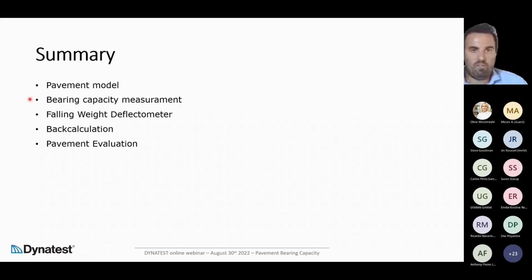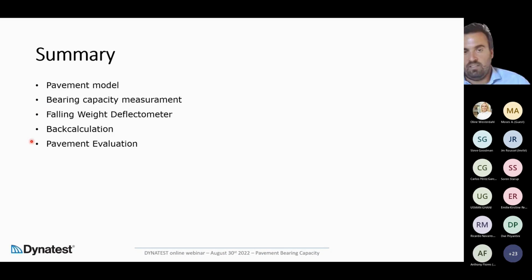Then there are bearing capacity measurements, so which are the typical equipment used for bearing capacity evaluation. What is backcalculation and why is it so important in the pavement evaluation process? Because backcalculation is probably the only method that allows you to recreate a model of the existing pavement without destroying the pavement. And since the falling weight is very fast in the test, in the number of test points per hour, you have a very detailed picture of bearing capacity across your entire pavement network.